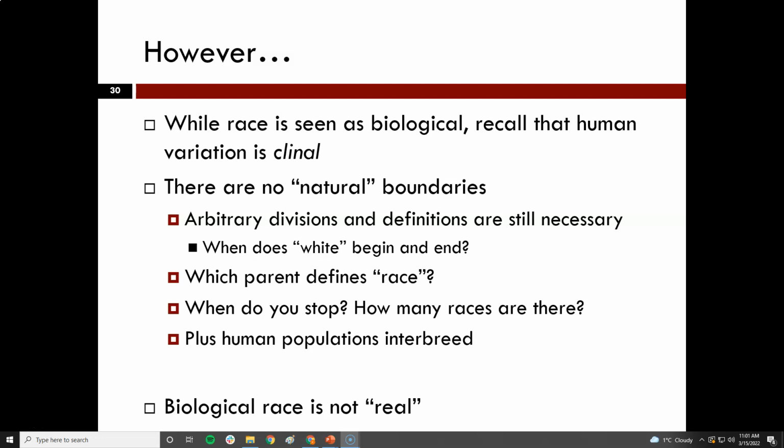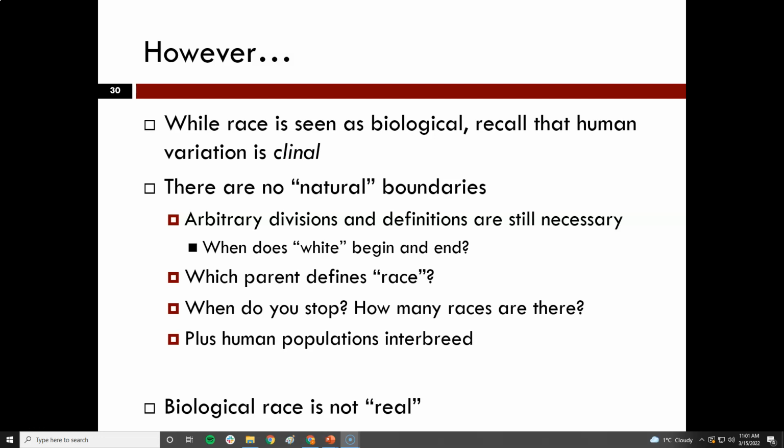How many races are there? And of course we interbreed, right? We are a single species, and this is something really critical to note, right? This means that it increases the clinal variation that we have because it's redistributing the frequency of alleles within or between populations as well. So this is what anthropologists mean when we say that biological race is not real.